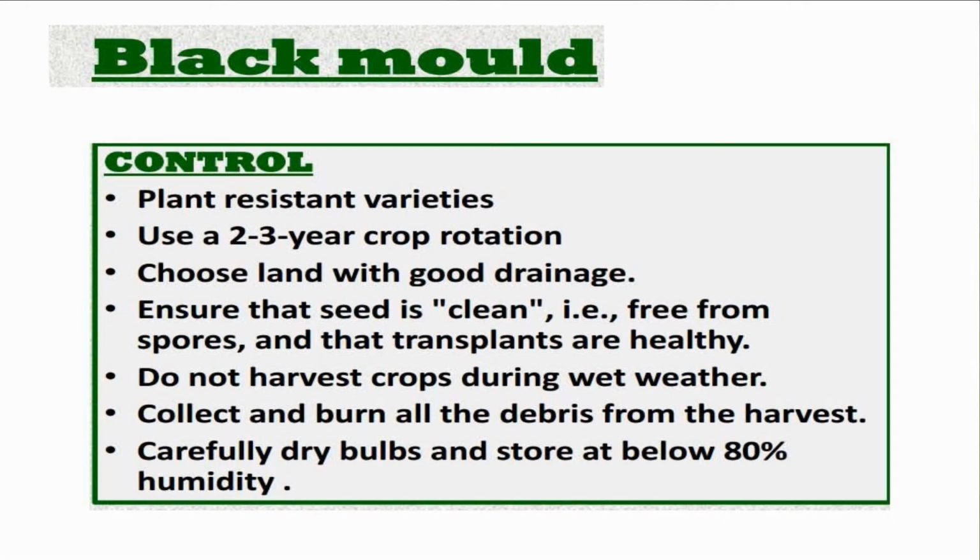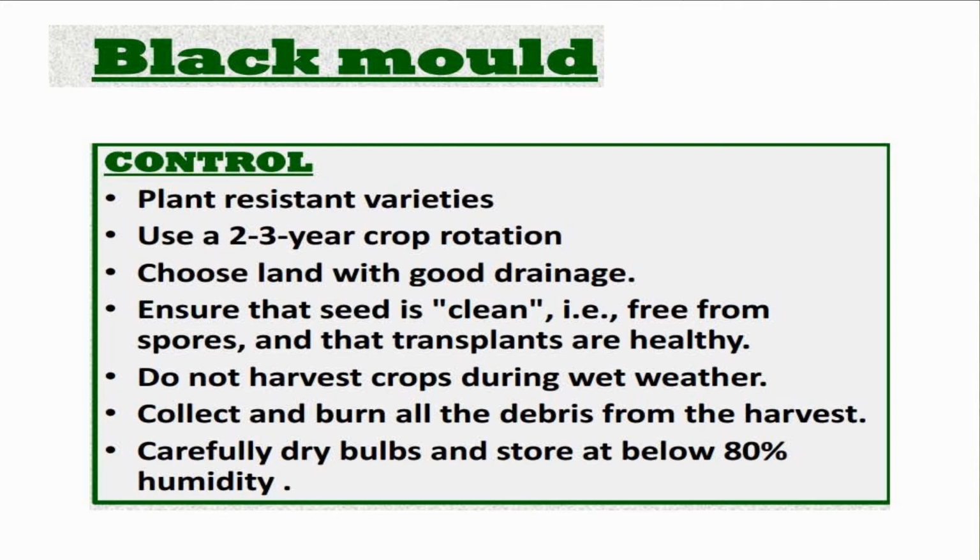In the control, you're looking for varieties that are resistant. Use a 2 to 3 year crop rotation. Everything is crop rotation, weeding, etc. Choose land with good drainage. Ensure the seeds are clean from spores. Spores are basically how the fungus is born, like how we have a baby, more or less. And then make sure that your transplants are actually healthy. Do not harvest crops during wet weather, because if you do that, you will end up with a lot of loss.